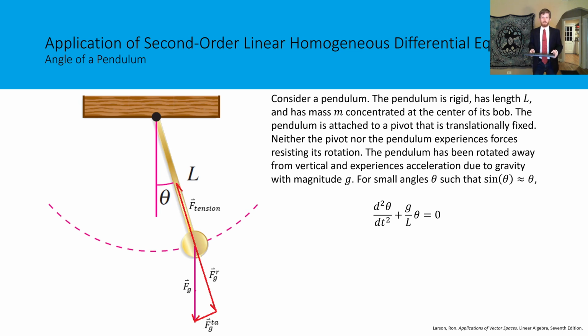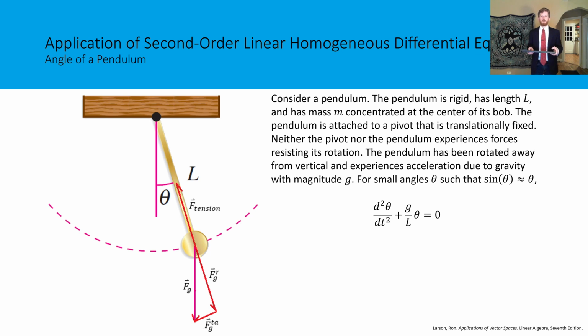Moving on to some applications. Let's consider a pendulum. The pendulum is rigid. It has length L and mass m concentrated at the center of the pendulum bob. The pendulum is attached to a pivot that's translationally fixed. The pivot can't move left to right, up or down, front to back.